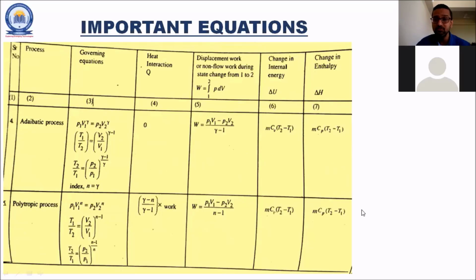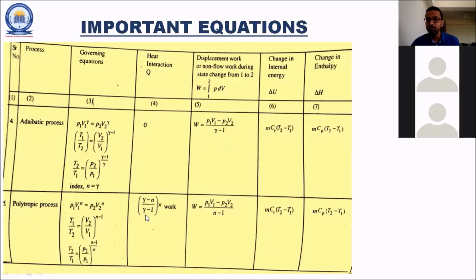The fourth and the fifth ones are the adiabatic process and the polytropic process. The only difference is that in the adiabatic process, we are considering gamma, the constant adiabatic index. For the polytropic process, we are considering small n, the polytropic index, and it is variable. For the adiabatic process, heat interaction Q is equal to 0. But for the polytropic process, Q is equal to (gamma minus n) upon (gamma minus 1) into W. Rest all things remain the same, only gamma is replaced by small n.